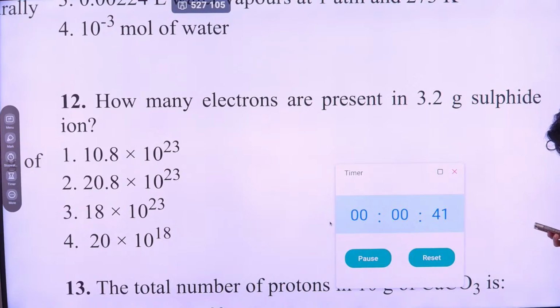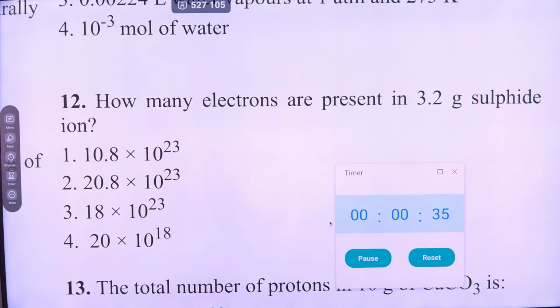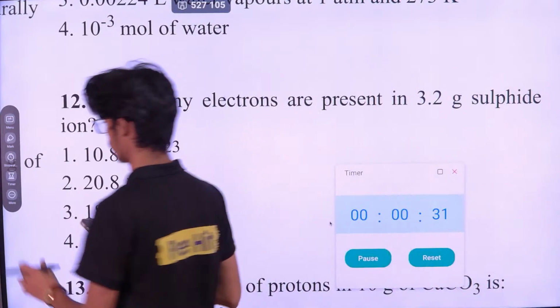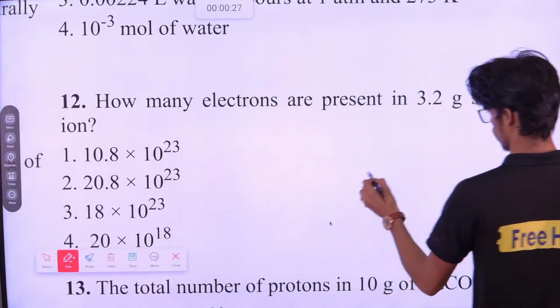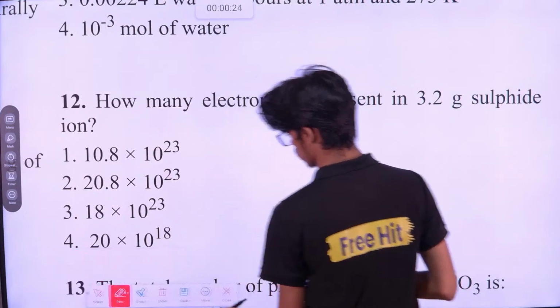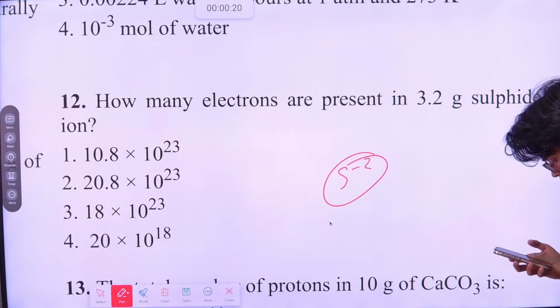Tell me quickly, Priya, Kanishka, any other person? How many electrons are present in 3.2 gram of sulfide ion? You just need to know what is sulfide ion. It's S2 negative. Okay, tell me.